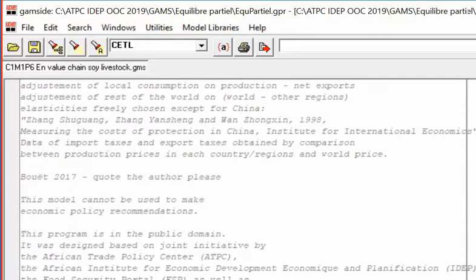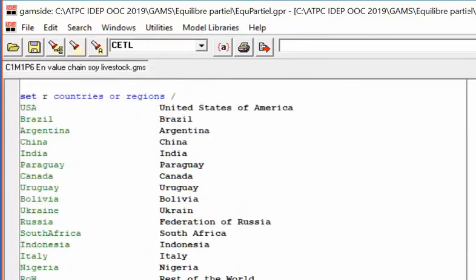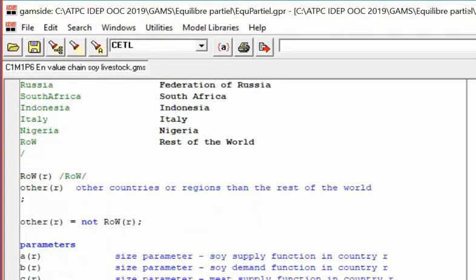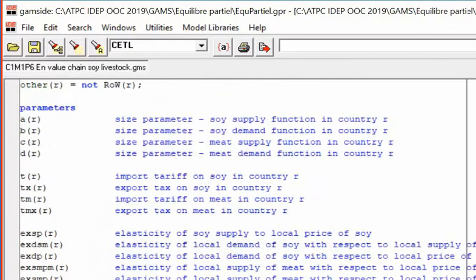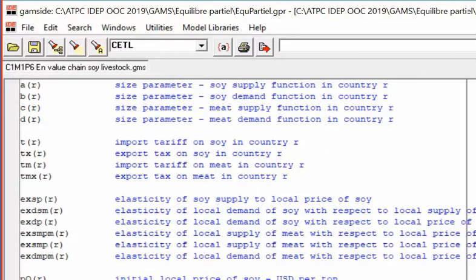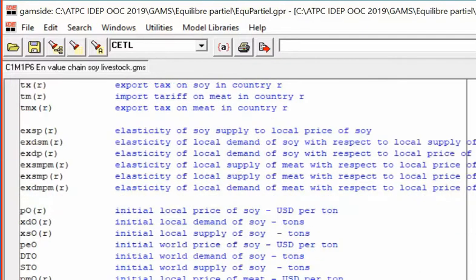So we start with the declaration of a set of 16 countries or regions. We define a subset which consists in all elements of R except the rest of the world. Declarations of parameters, so it's a little bit more complicated because now we've got 2 sectors. So for example we have size parameters not only for the soy sector but also for the meat sector. And same thing for import duty and export taxes.